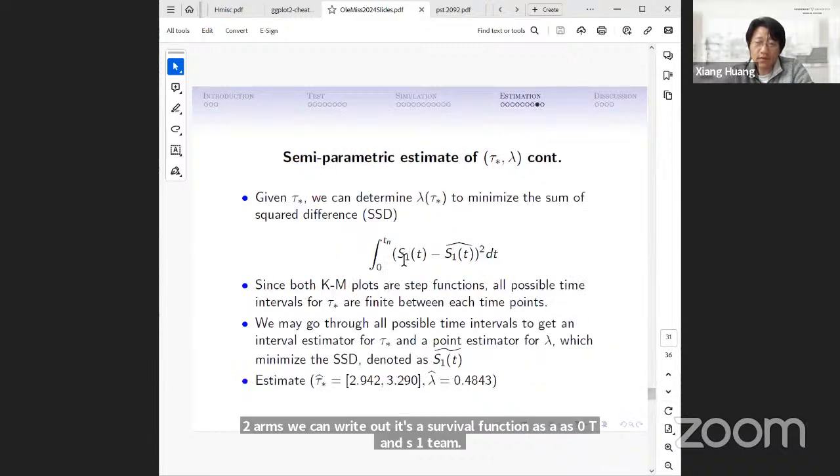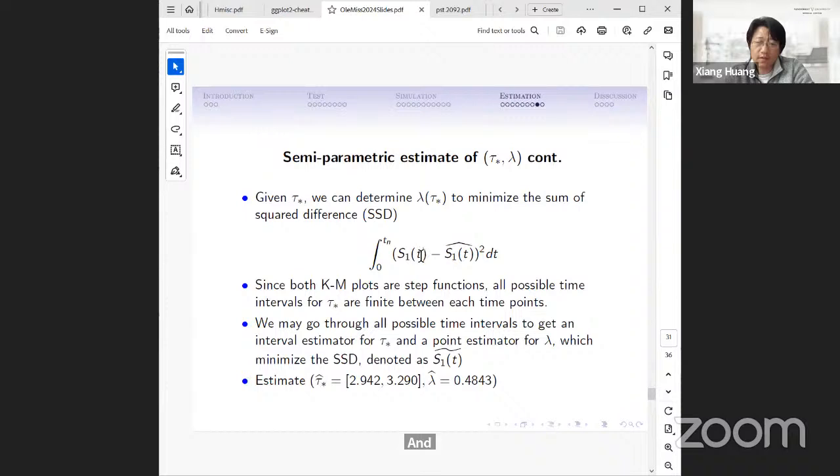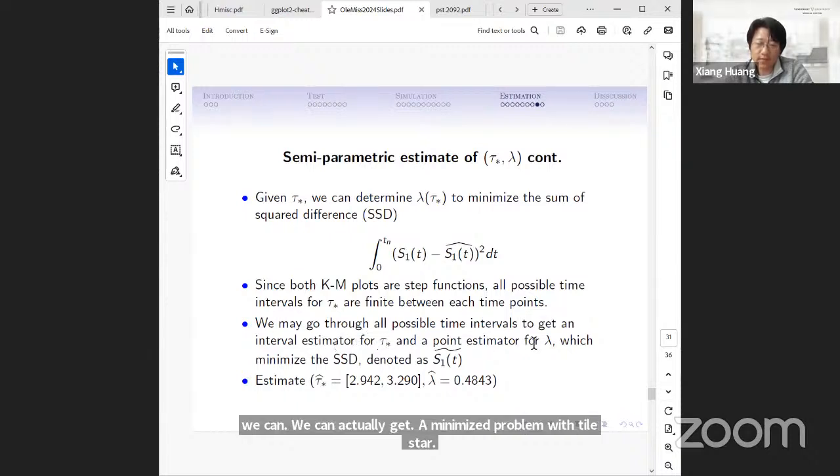We can take S1(t) against its estimate S1(t) hat and take the integral to minimize the sum of squared differences between these two curves. Since the KM plots are step functions, this integral is much easier to evaluate. We can then get a minimization problem in tau star, giving an interval estimator for tau star and a point estimator for lambda.